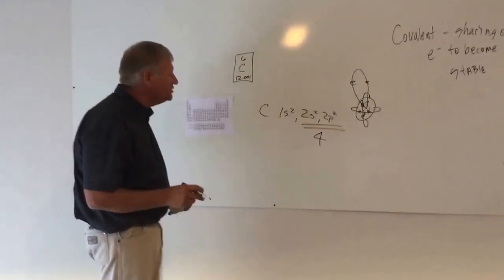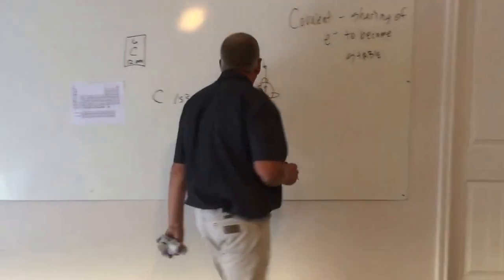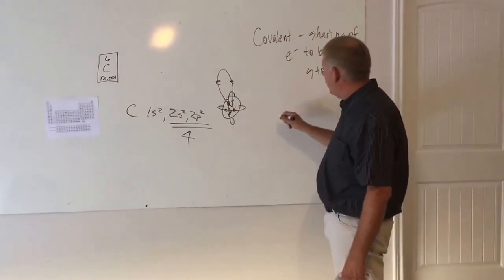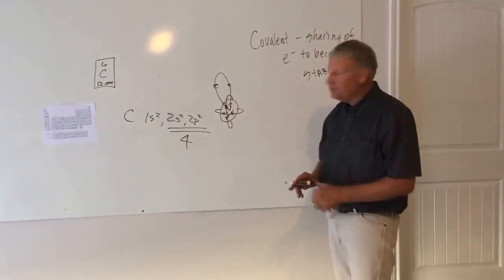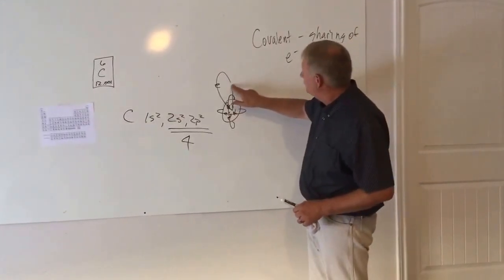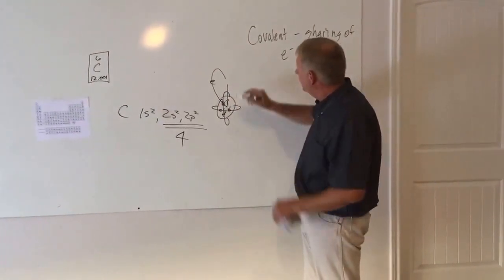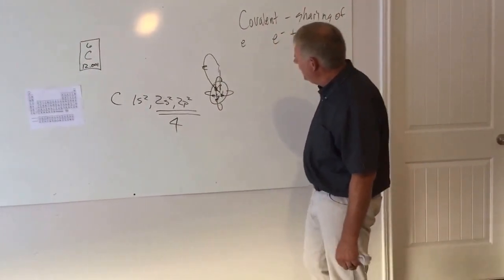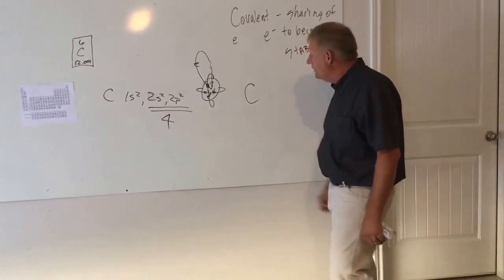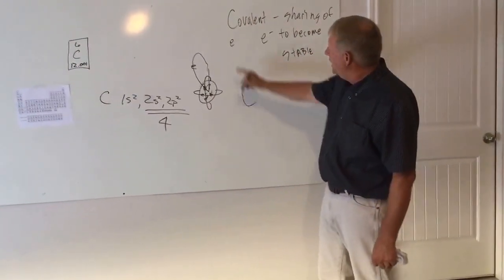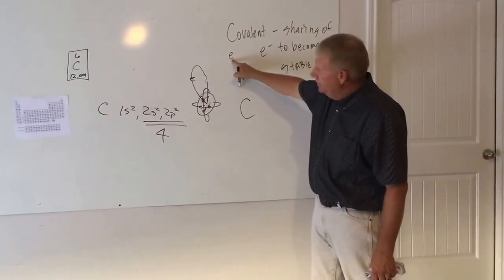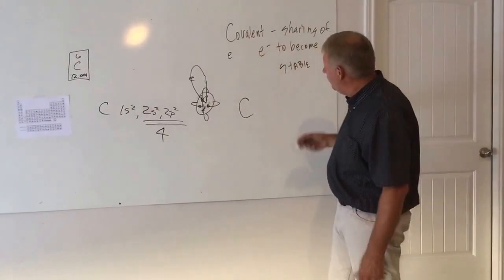Just want you to get a gist of this. But what if one of these electrons gets loose from this carbon and goes over here to do something else? Oh, wait a minute. So that carbon then is not stable anymore. Instead, that carbon lost an electron. Well, what does that mean?